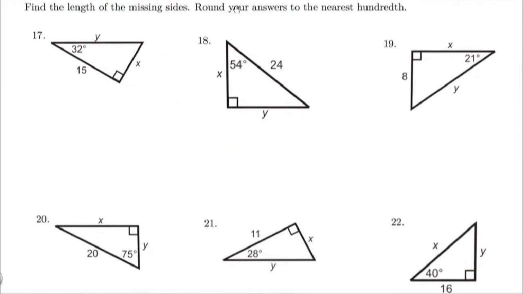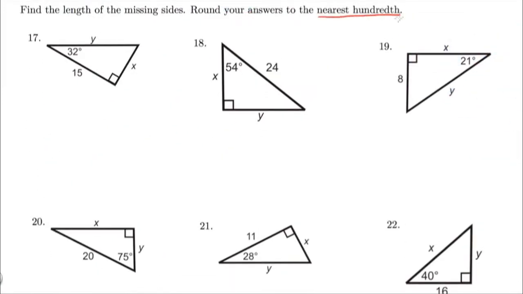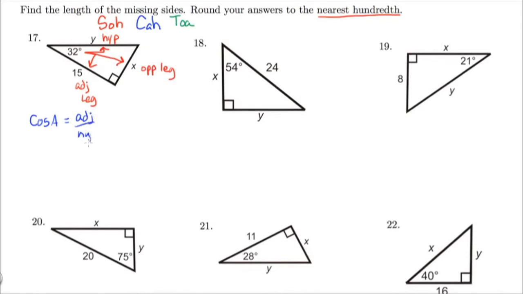Find the length of the missing sides. Round your answer to the nearest hundredth. So the x is the opposite leg, y is the hypotenuse, and 15 is the adjacent leg. So I know SOHCAHTOA. Sine equals opposite over hypotenuse, cosine equals adjacent over hypotenuse, and tangent equals opposite over adjacent. So let's use the cosine of A equals adjacent over hypotenuse.